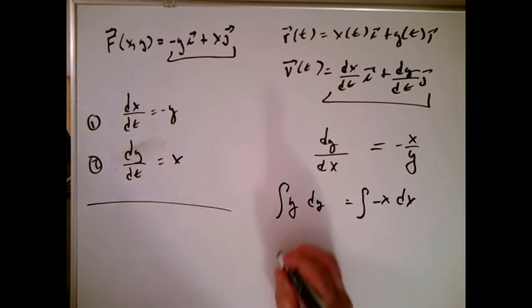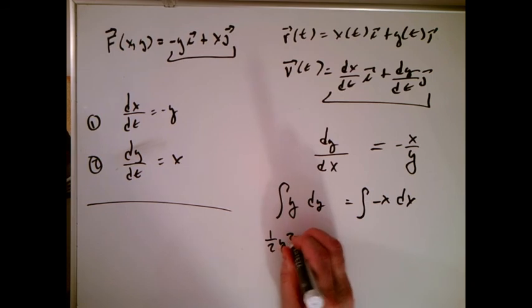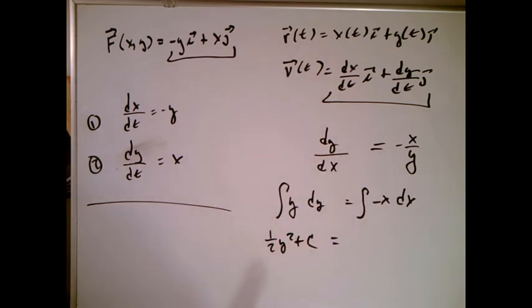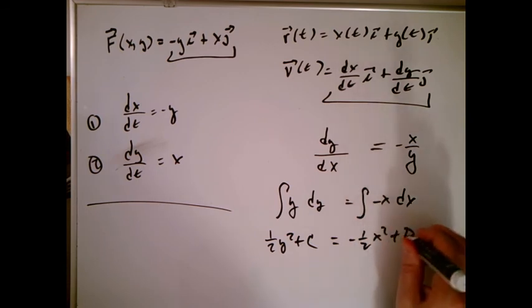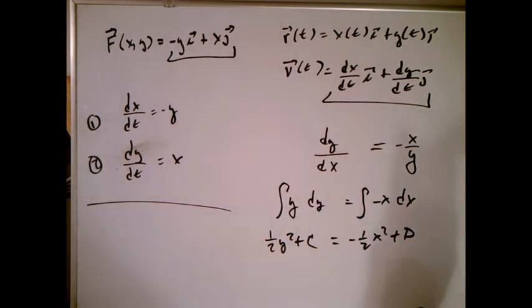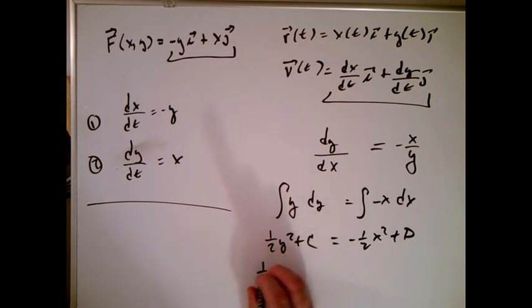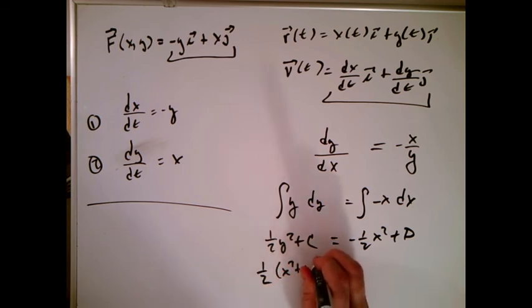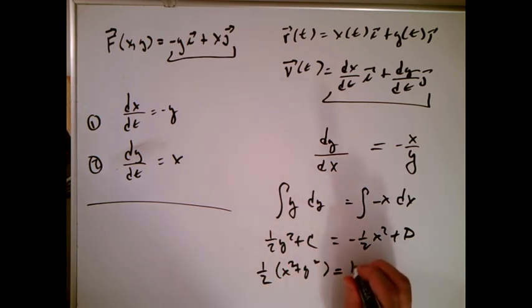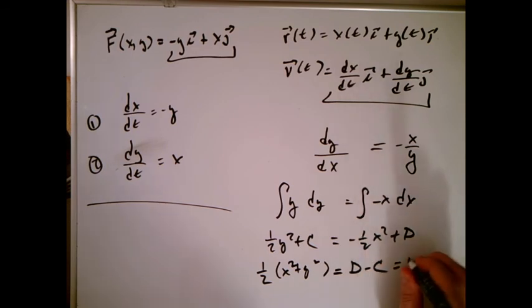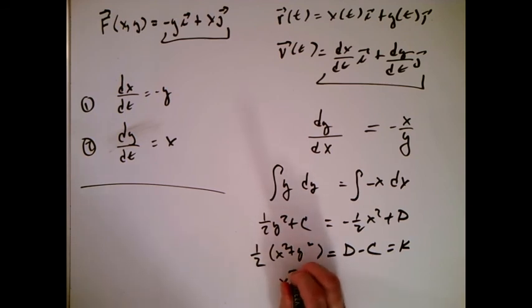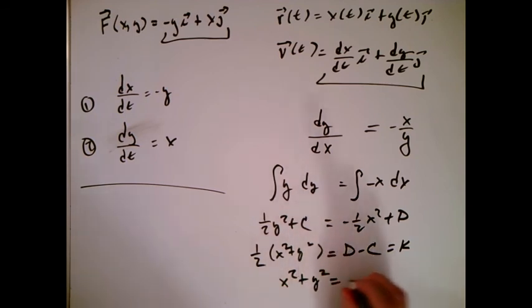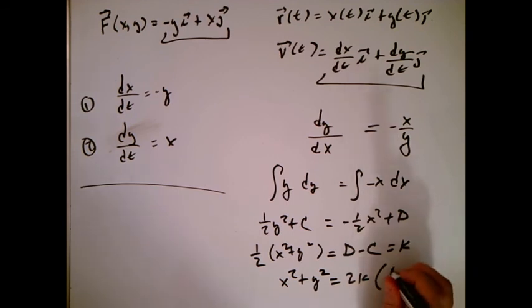Antiderivative of y is 1/2 y squared plus some constant. Antiderivative of minus x is going to be minus 1/2 x squared plus some other constant. I'm going to throw the x squared over here and the constant over there. So I'm going to get 1/2, let's do it like this, x squared plus y squared equals some constant. And let's call that new constant k, so I get this. So finally, I'm going to get x squared plus y squared equals 2k, which is a constant.